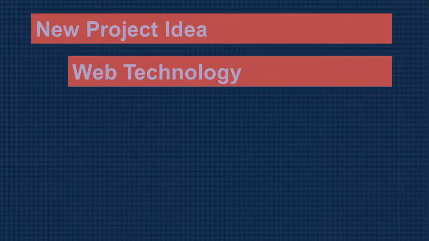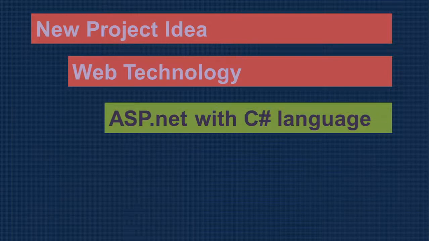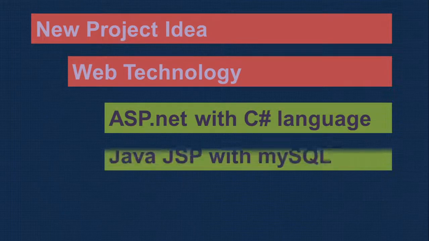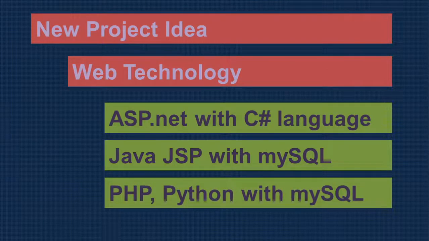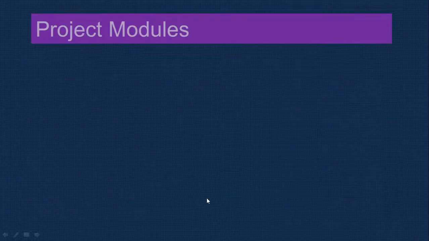So here we talk about the web technology. In case of web technology, you can do it in ASP.NET with C Sharp. You can do it in Java, JSP with MySQL, or you can use PHP, Python with MySQL. So these are the four major technologies: ASP.NET, JSP, PHP, Python. Anyone we can use to build web applications. In this we'll show you the demo in .NET, but still you can do the same project in JSP or PHP or in Python.